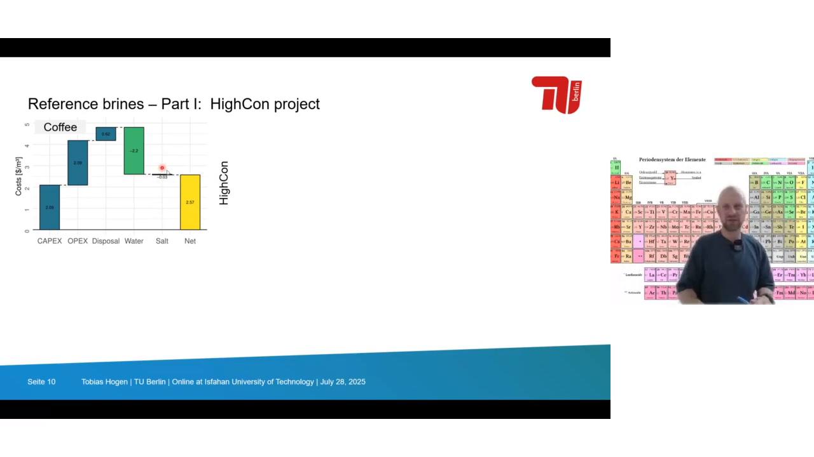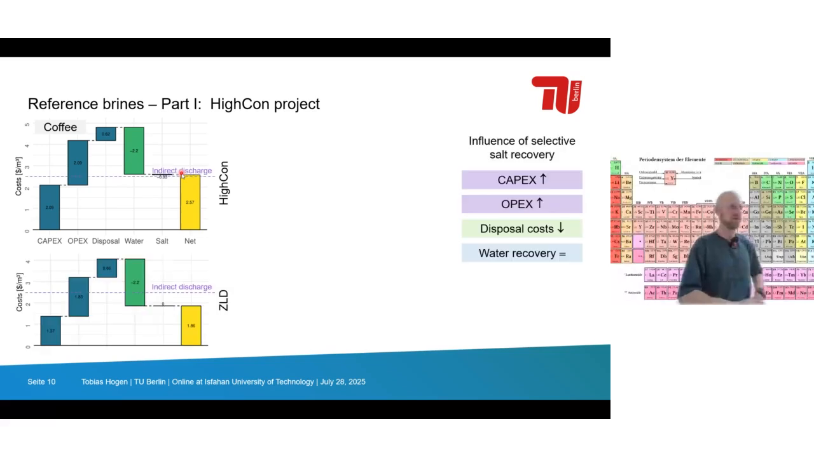So we end up with net treatment costs, or levelized cost of treatment, subsidized, of roughly $2.60. This is at the same level as the current state. I just show here it's indirect discharge. Yeah, it's the same amount now.